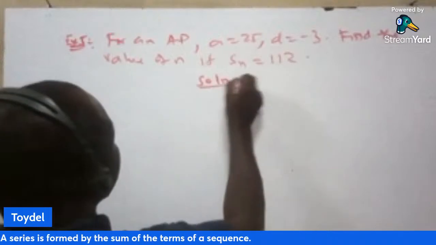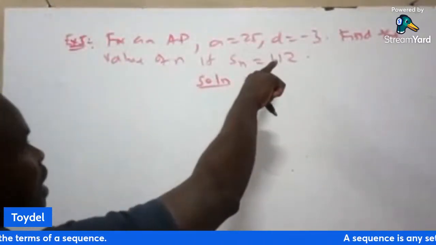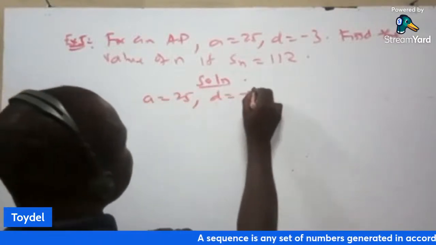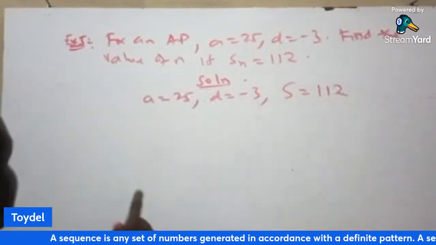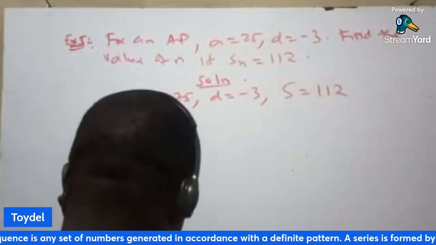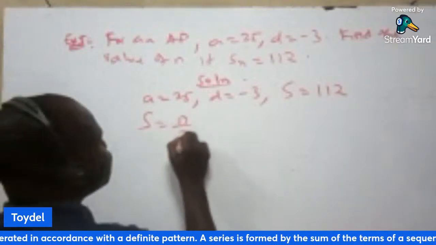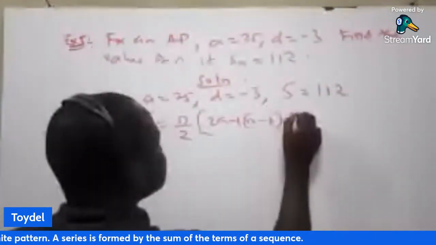Solution. The first term is given as 25. The common difference here is negative. a is equal to 25, d is equal to minus 3. Then the sum is given as 112. So we are required to find n, the number of terms that we have in that AP. By formula, Sn is equal to n all over 2 into bracket 2a plus n minus 1 d. That is the formula.